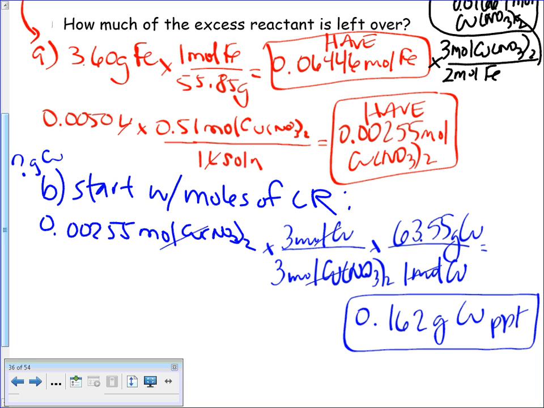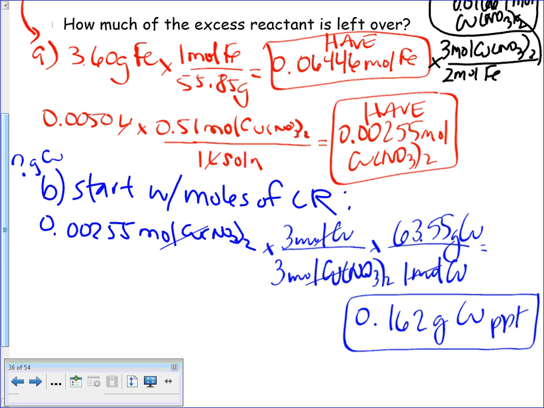No. Multiply by what? By the half of iron. No, not by the half of iron. So do you see how we took the half of iron, we multiplied by the ratio to figure out what you needed of the other reactant? We're going to do the same thing, but different.